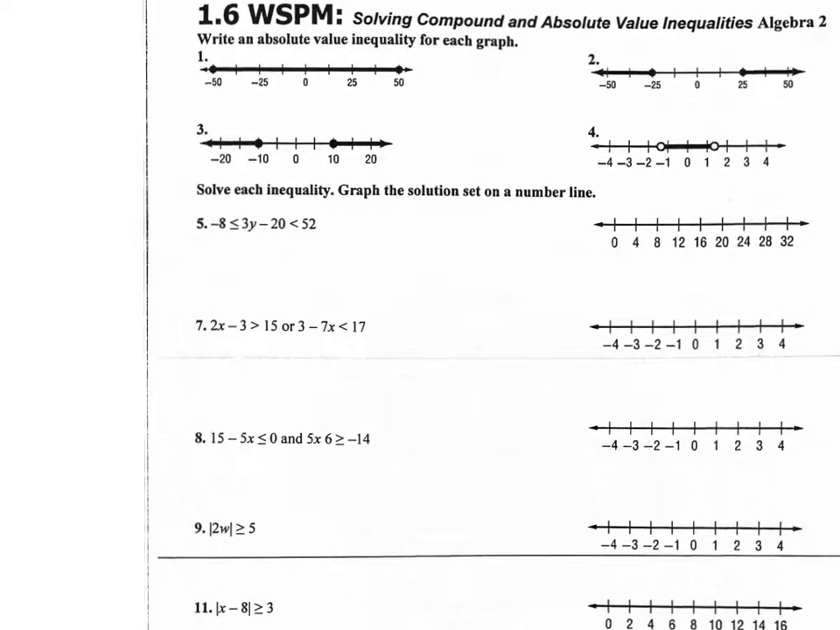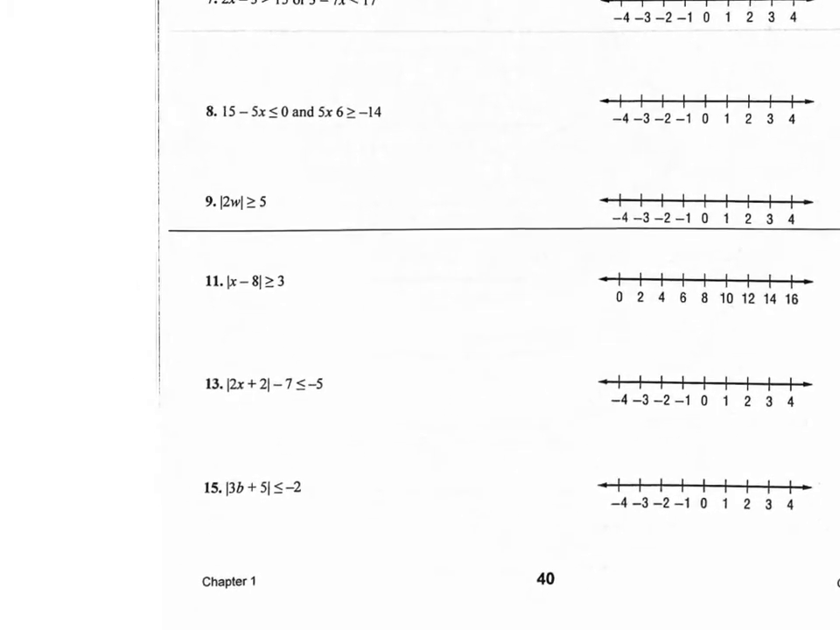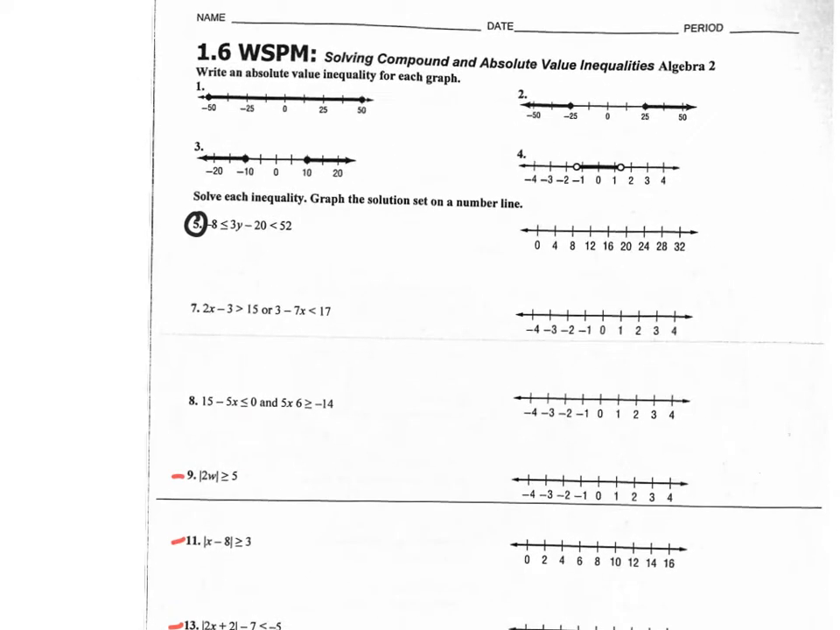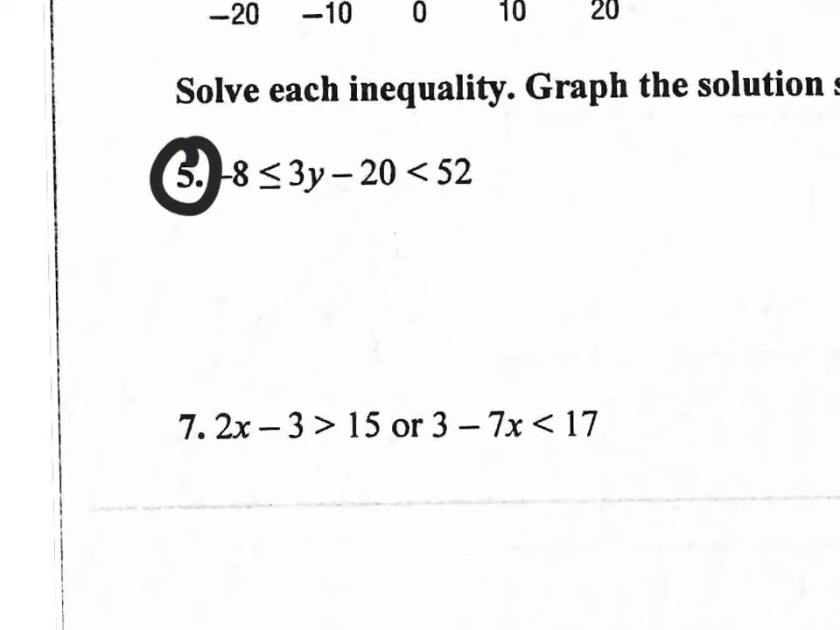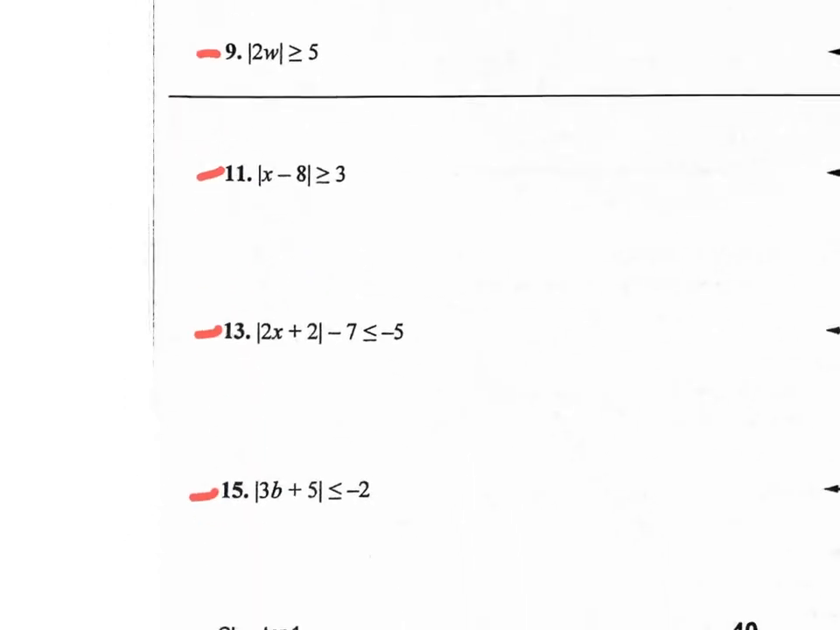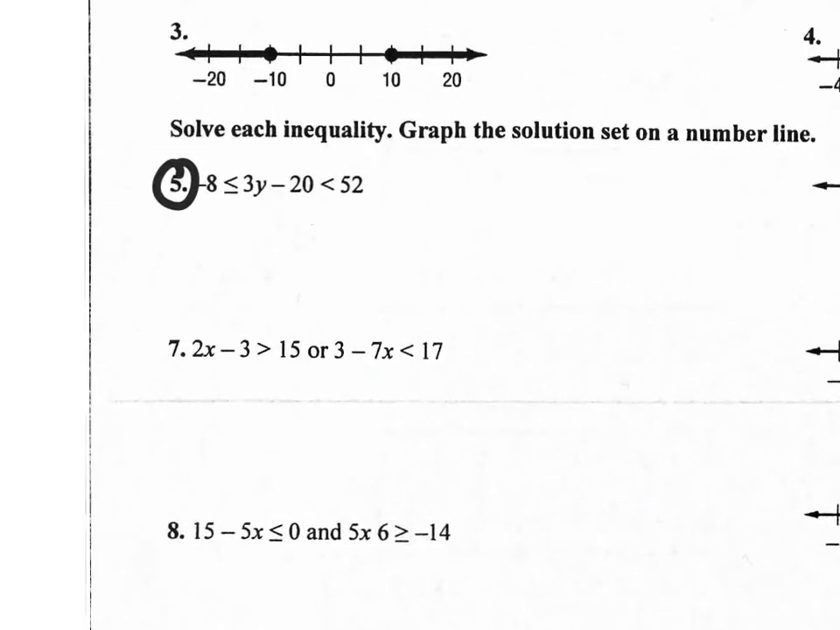So today we're just going to be doing numbers 5. We're skipping 7 and 8 for today. We're going to do it tomorrow. And then we're going to do 9 through 15. So we're doing this one, 11, 13, and 15. That's a total of 5 questions today. Okay. So there's one compound inequality, and there's the rest that are absolute value inequalities.